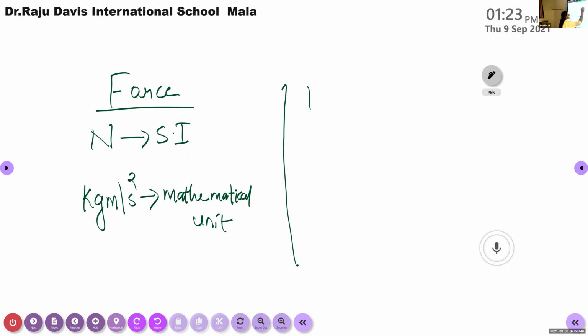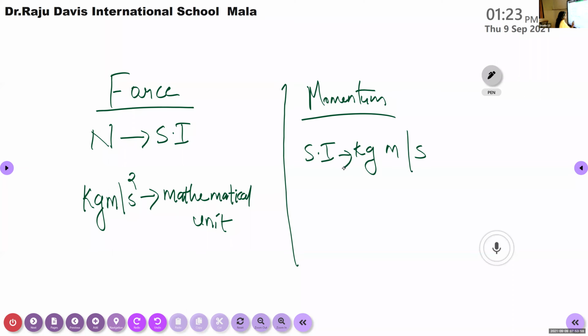Now for momentum, the SI unit is kilogram meter per second. Okay, you just keep these points in your mind.